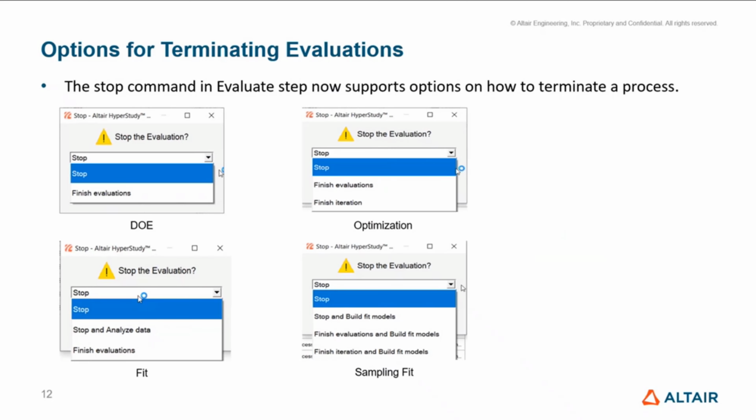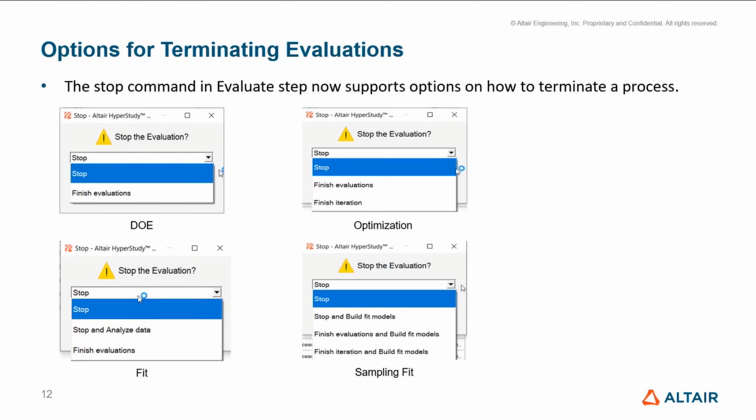Okay, here's another improvement in the methods and tools. Until this release, stopping the evaluations was all about bringing the whole evaluation process to a halt. Now we're introducing termination options. It depends on the approach type, because every approach has its own exclusive behavior. For example, in DOE, you'll have stop and finish evaluations. Stop is stop, and finish evaluations will wait for every evaluation that has already been started. For optimization, it's a similar story: you'll have stop, finish evaluations, or you can wait for it to finish the entire iteration.